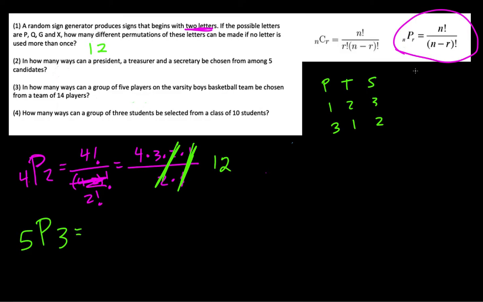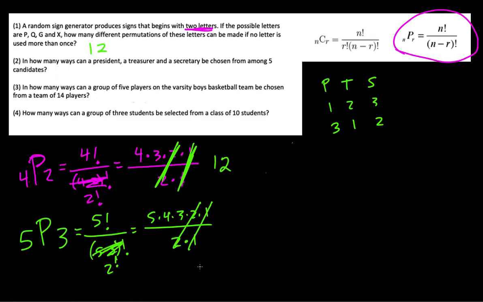So we use the same formula we used on the last one, 5 factorial over 5 minus 3 factorial. So that's 5, 4, 3, 2, 1. 5 minus 3 is 2, so that's going to be 2 times 1. So that's really a 2 factorial. The 2 and the 1 cancel. 5 times 4 is 20, times 3 is 60, and so we end up with 60 for that final answer.